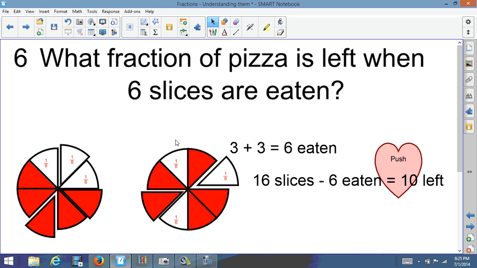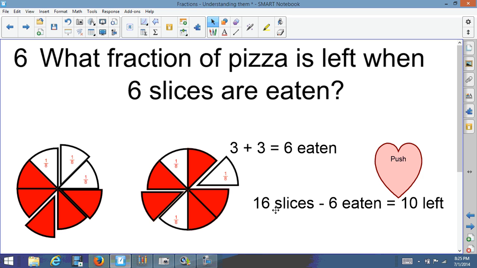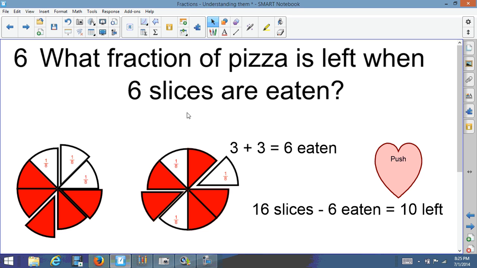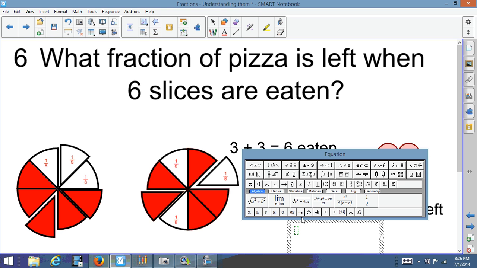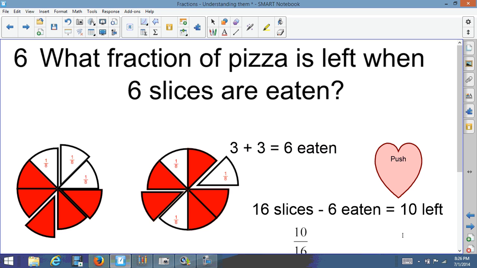So I'd have 10 left, but it says fraction. So we want to make a fraction out of this. The number of slices altogether in the 2 pies was a total of 16 slices. That's our whole. But we've eaten 6 of them, which left us with 10. So there are 10 slices left out of a total of 16 slices. So our answer would be 10 out of 16 slices left to eat.